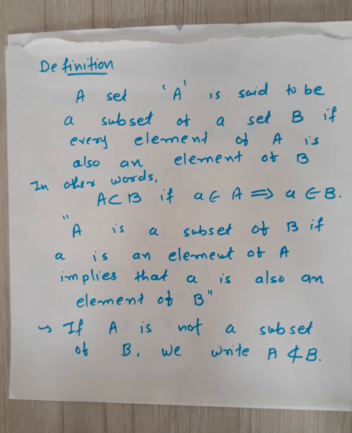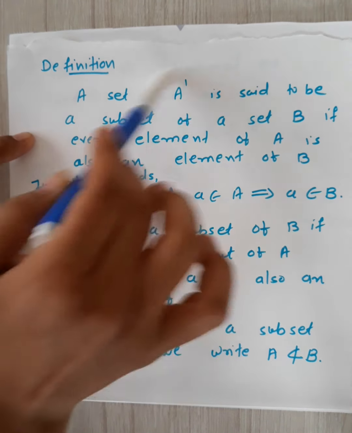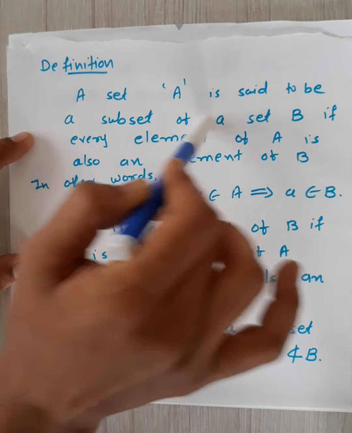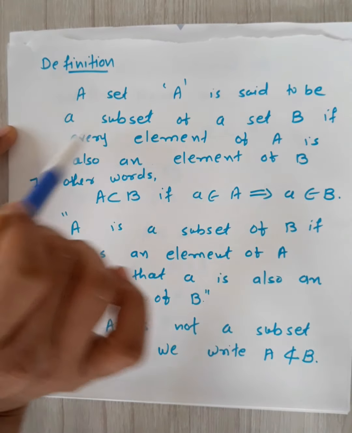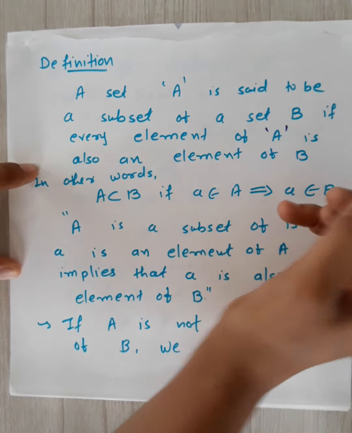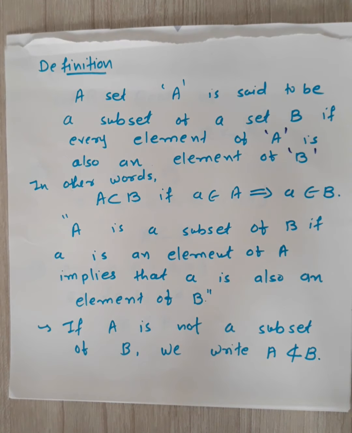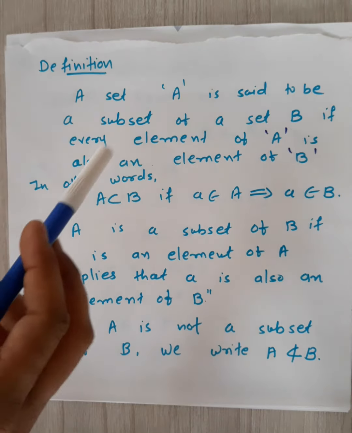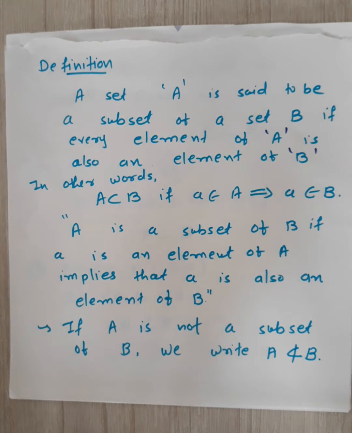Now see the definition, the formal definition of subset. A set A, capital A, is said to be a subset of set B if every element of A is also an element of B. I told previously that if every element of A is also an element of B, then we can say that A is a subset of B.